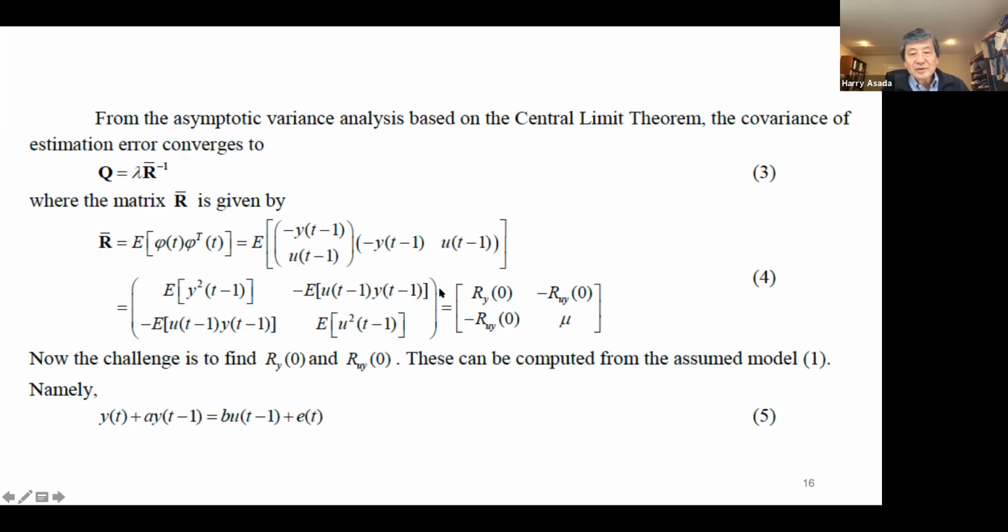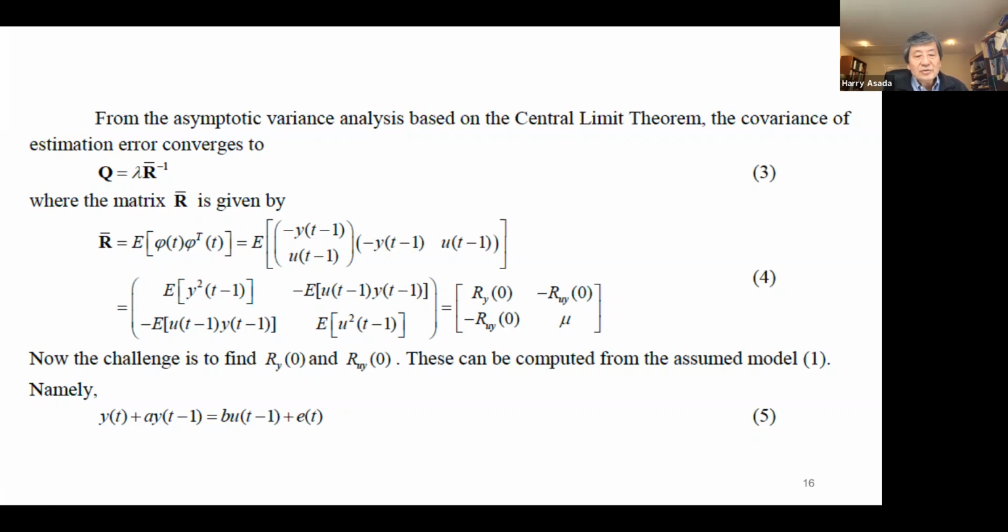The autocorrelation, this is R_y(0), and then this one, basically the input strength, is the variance mu. And here, u to y, the time difference is 0, so R_uy(0), R_uy(0) with negative sign. Now the challenge is to find R_y(0) and R_uy(0). If we know those, we can establish this asymptotic parameter estimation error covariance. That's great, but we need to know R_y(0) and R_uy(0). How can we really define them?